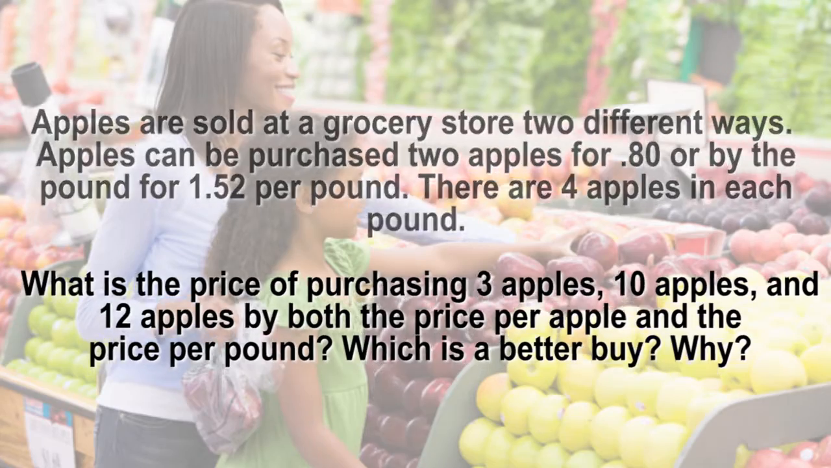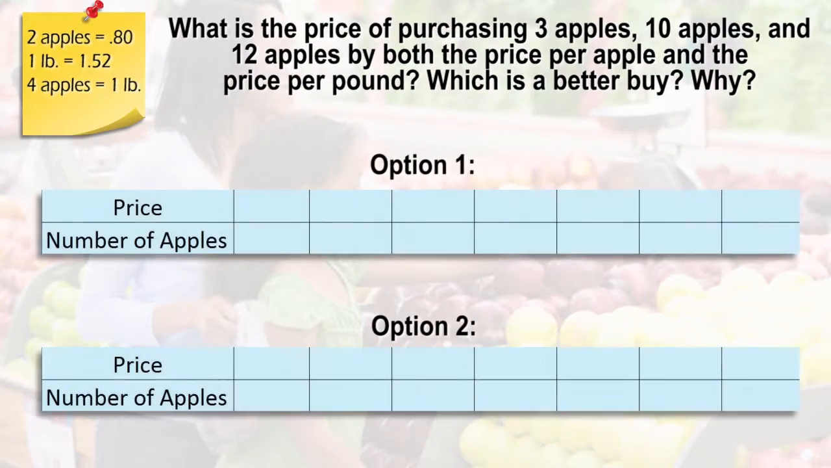Why? Let's use a table like this one to solve. Option 1 is 80 cents per 2 apples. Record 80 cents in the table for option 1, 2 apples. Option 2 is $1.52 for 1 pound, or 4 apples. $1.52 can also be thought of as 152 cents. Record 152 cents for option 2, 4 apples.